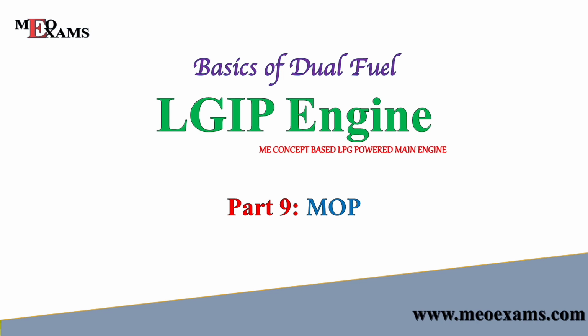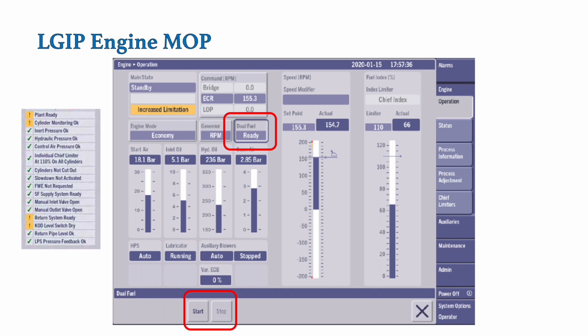So let's study a little bit about the MOP, or the integration of the dual fuel system into the normal ME engine MOP. This is the first screen of the MOP, from where we can change over the LGIP engine from primary fuel to secondary fuel mode. For changing over from primary fuel to secondary fuel mode, a few conditions are to be met, then only we can carry out the changeover.